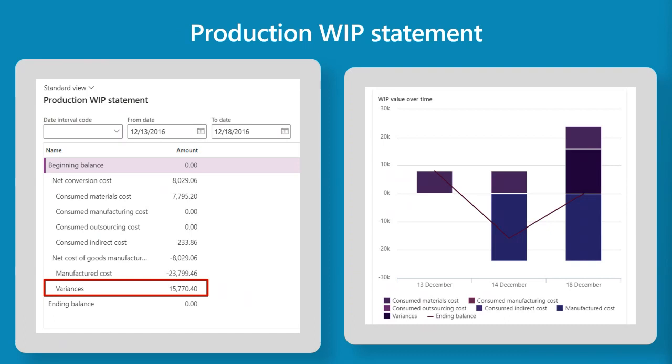The screenshot on the left is the data view of the production order, while the screenshot on the right is the chart that's displayed on the bottom of the page when you open the production WIP statement.